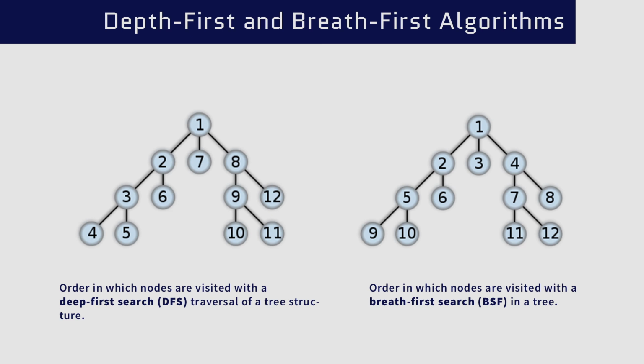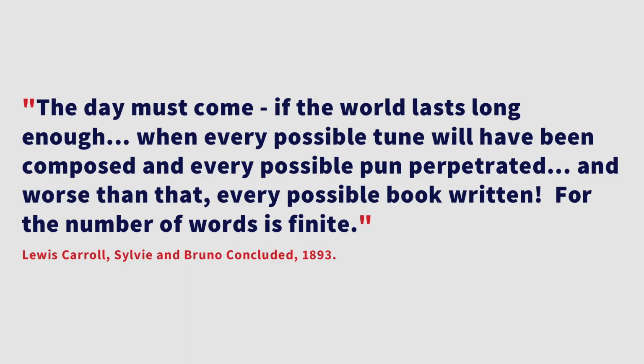The idea of exhaustive search gives us the illusion of finitude. In 1893 already, in Lewis Carroll's Sylvie and Bruno Concluded, Arthur says, "The day must come, if the world lasts long enough, when every possible tune will have been composed and every possible pun perpetrated, and worse than that, every possible book written, for the number of words is finite." The truth is that the size of the search space for all permutations is usually so big that to see it as finite is just pointing at the discrepancy between ideality and reality.